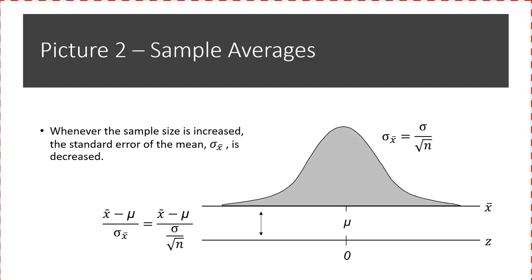So to move from the x-axis to the z-axis, I need to use the sample mean minus the population mean divided by the standard error of the mean, which once again is the standard deviation of the population divided by the square root of the sample size, to get my z value. The standard error of the mean is going to decrease as the sample size increases, because if we increase our n, that's going to increase our entire denominator, and as we increase our denominator, that's going to make my overall value smaller.